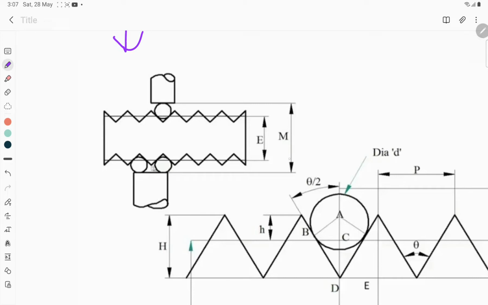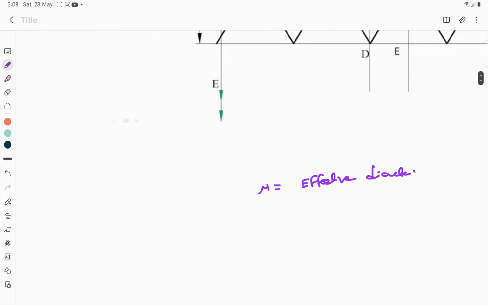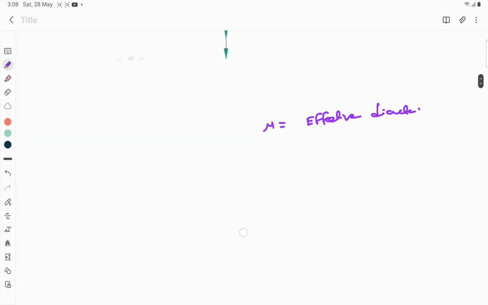M is nothing but the distance over the wires, and E, as you can see, is the distance between two pitch lines. We are interested in calculating only this E. We know the M value from the micrometer reading, and we know the diameter of the wire. With this information we have to find the effective diameter. Before going to the derivation, we should know some of the notations related to the three-wire method.